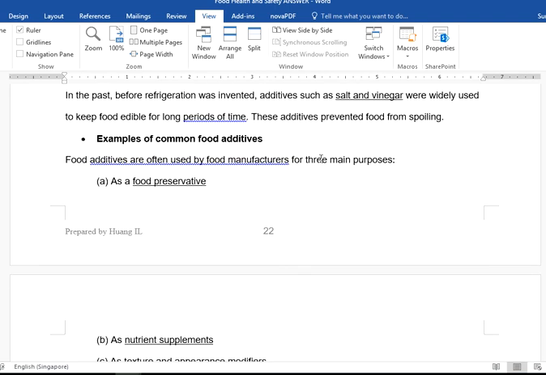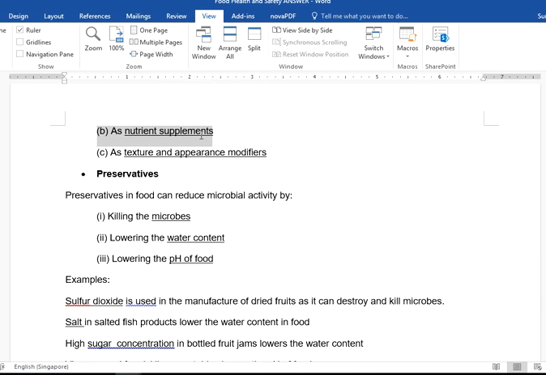So what are the purposes? Basically, there are three main purposes. The first is as a food preservative. Secondly, as a nutrient supplement, to increase the nutrients in the food. And thirdly, as a texture and appearance modifier, to make the food look nicer and appear better.